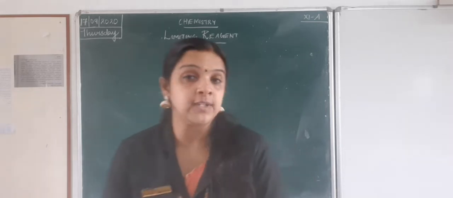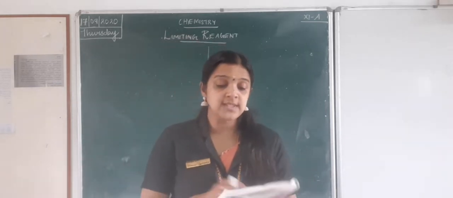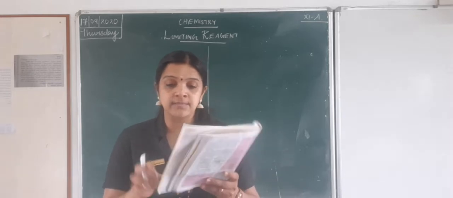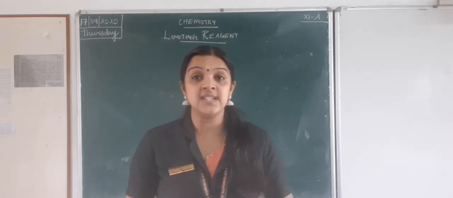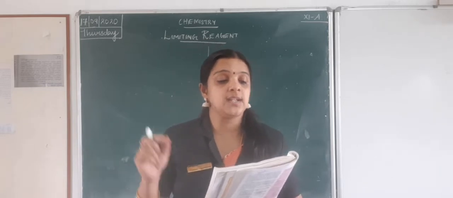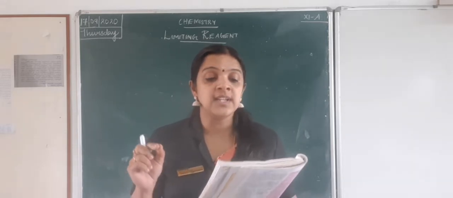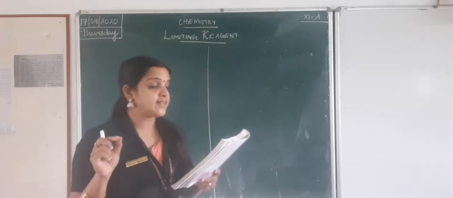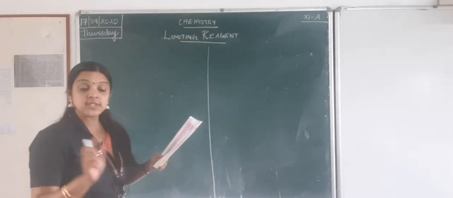Now we will be doing one problem. Just listen carefully, children. It's there on page number 19 of your textbook. I'll read out the question. 50 kilogram of nitrogen and 10 kilogram of hydrogen are mixed to produce ammonia.